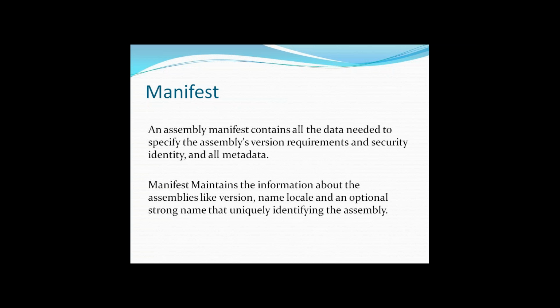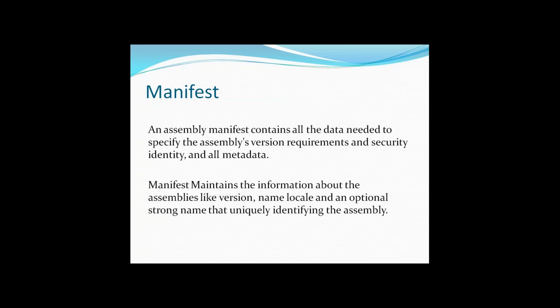One other word associated with your assembly which you should remember is your manifest. So what is manifest? An assembly's manifest contains all the data needed to specify the assembly's version requirements, security identity, and all metadata. Manifest maintains the information about the assembly like version, name, locale, and any optional strong name that uniquely identifies the assembly.